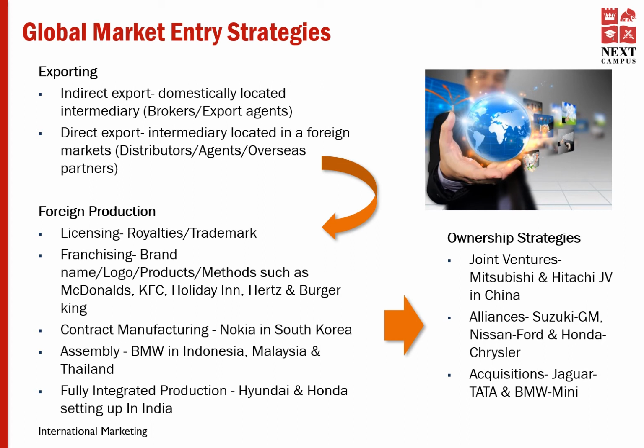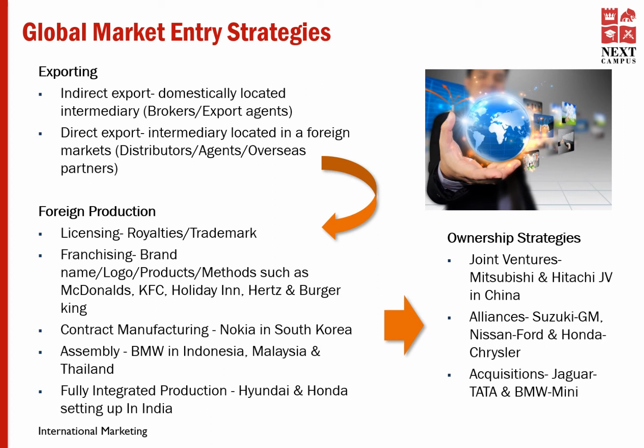Contract manufacturing is another way. Assembling in another part of the world, in a different market, in collaboration with a local agent, is another way of going into foreign production. Or then you can have fully integrated production facilities in foreign markets. So in any of these methods, a production company manufacturing products can enter and operate in the global environment.